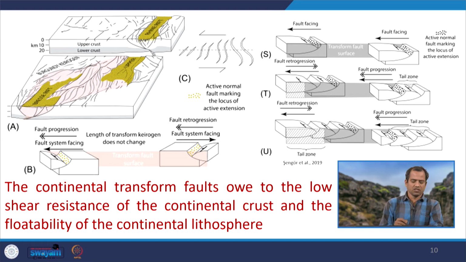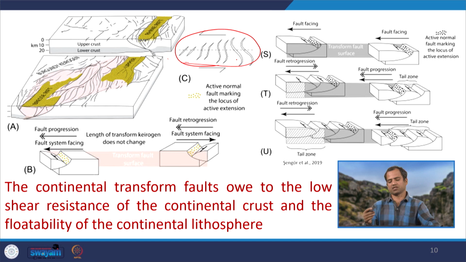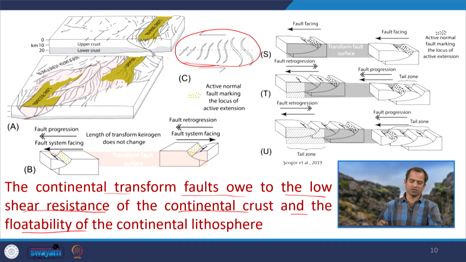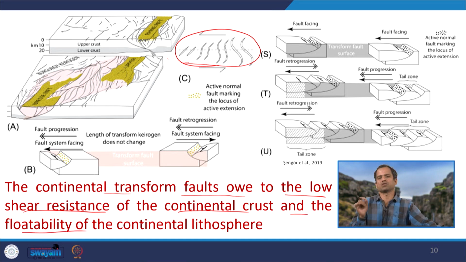Now, if you see this figure here, we have different continental lithospheric systems and there is a transform fault. Now, see this segment, how this transform fault is deforming and how the shape of this offset, or the amount of offset, is changing depending upon the direction. So, the continental transform fault develops owing to the very low shear resistance of the continental crust and the buoyancy of the continental lithosphere. So, that is developed where there is low shear resistance; everywhere it cannot be developed.